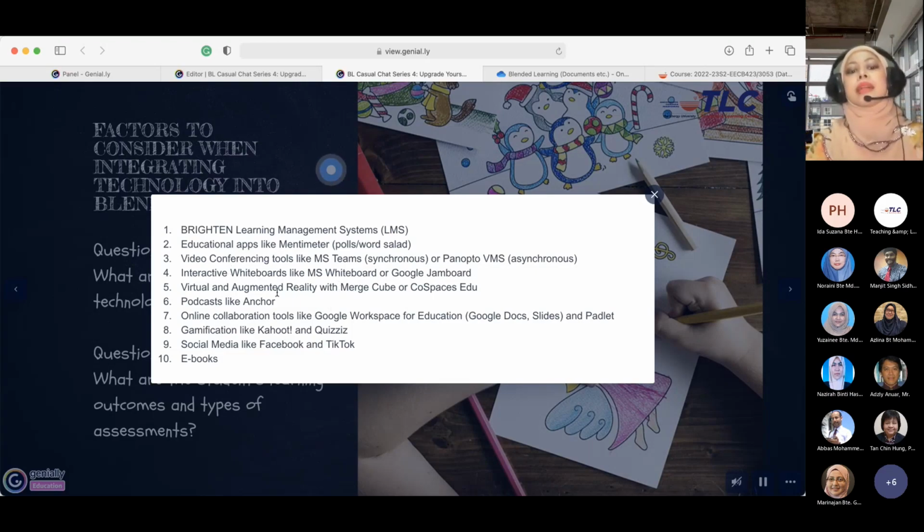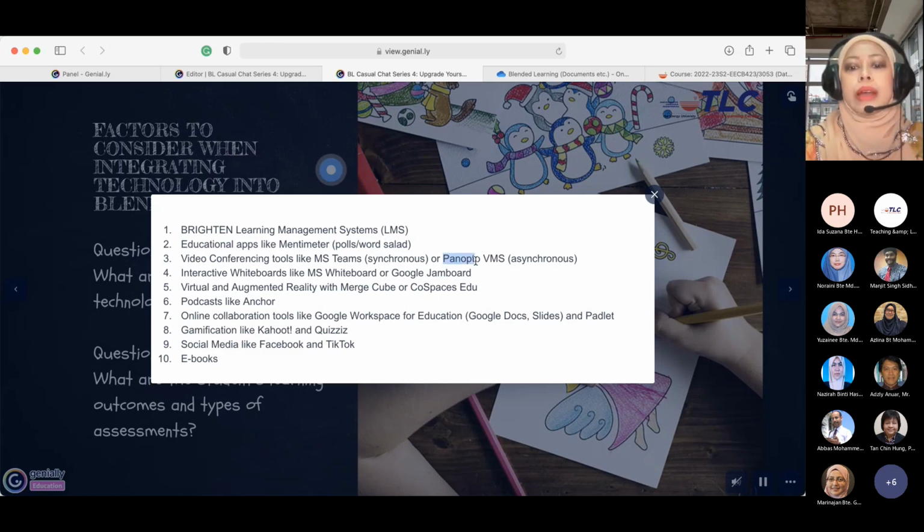Video conferencing tools like MS Teams, that is for synchronous. So we need to talk about being synchronous, meaning like now it is synchronous. So this is part of the online component, part of the substitute blended learning, yes. But the tools would be to deliver the lecture and also provide interactiveness, okay?